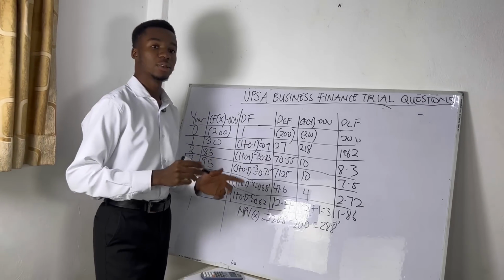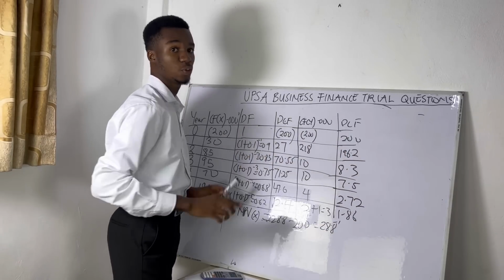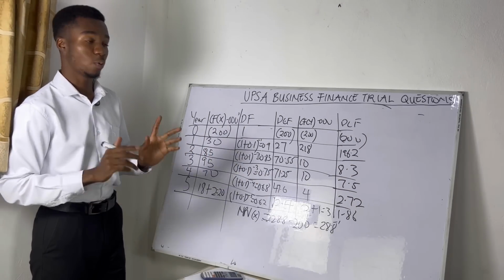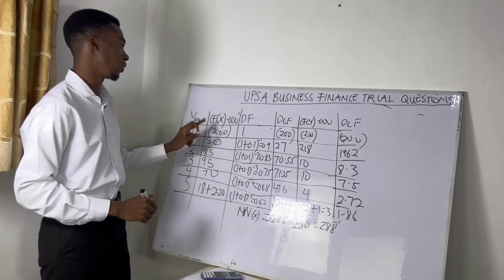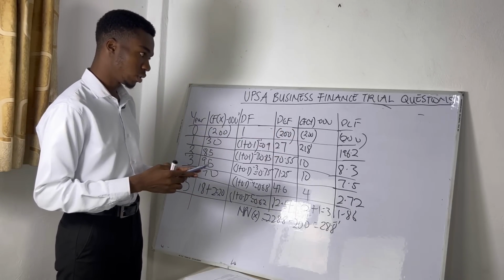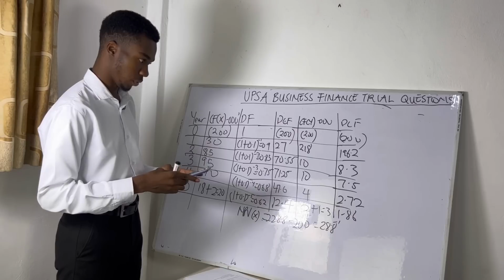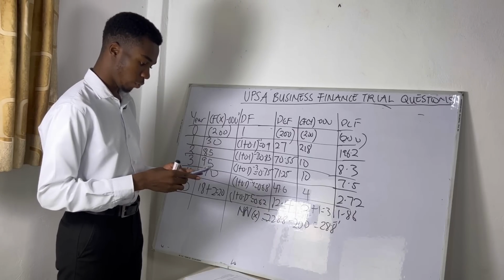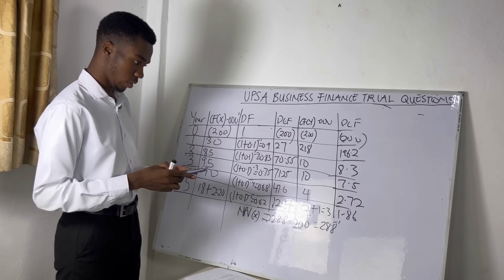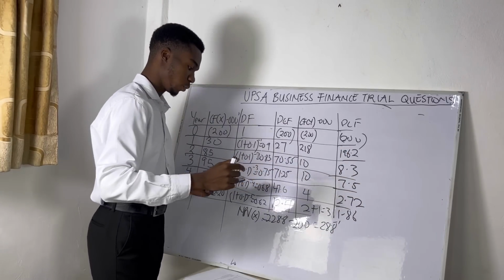And now, to calculate the net present value, I'm going to add all the cash flows minus how much we invested, which is 200. The 200 is going to be in brackets. So anytime you see it in brackets, it means how much you invested. The one in year 0 is always how much you invested. So it's going to be 196.2 plus 8.3 plus 7.5 plus 2.72 plus 1.86. So when we add all the cash flows, we are getting 216.58.